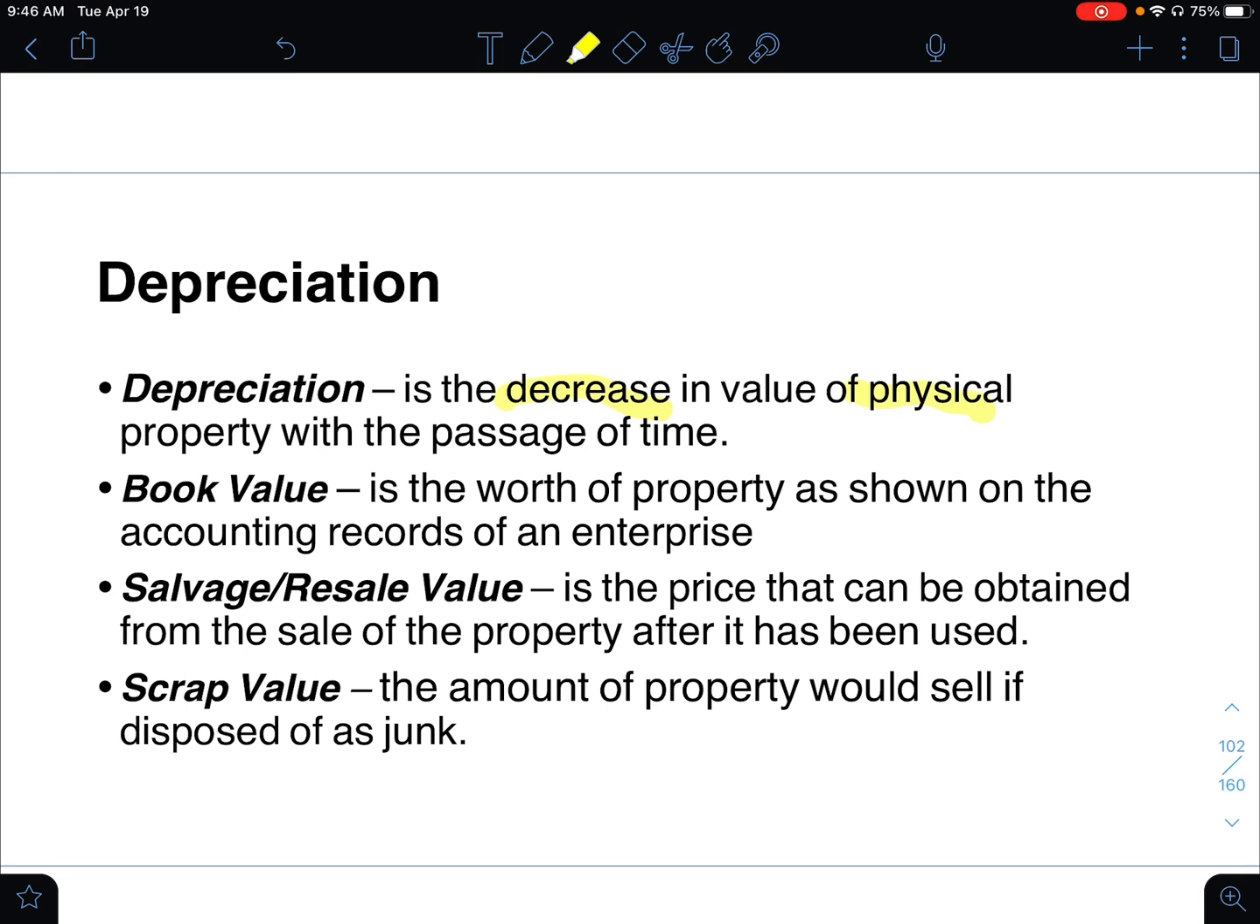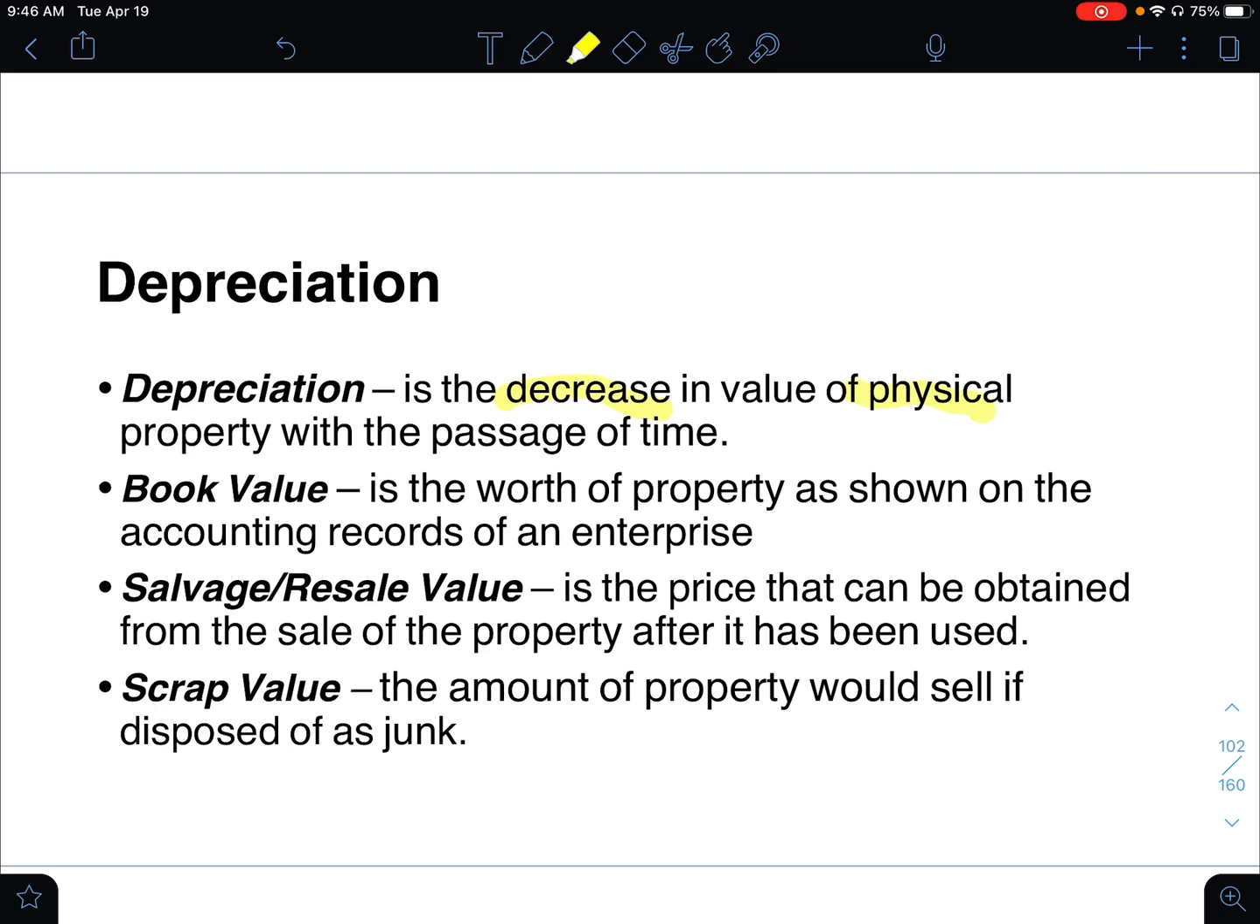So let's say for example, an iPhone, and you sold it with a salvage value. The first cost when you bought it is 50,000. Then its salvage value after 3 years is around 30,000. So that is the salvage or resale value that depreciated over the years.